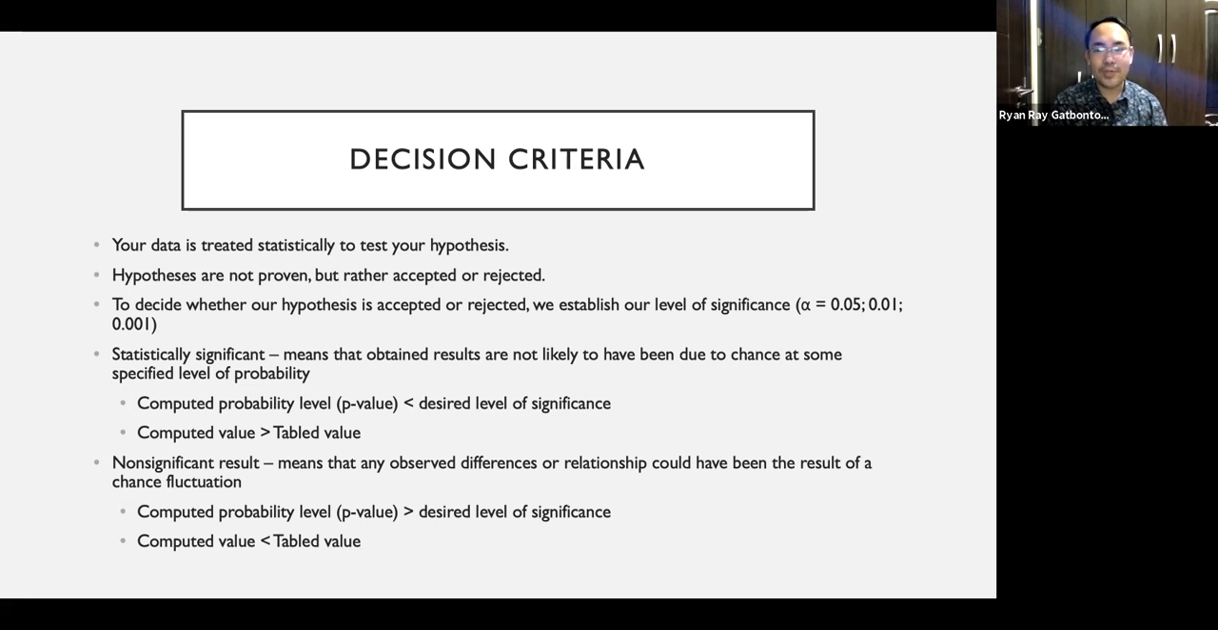The level of significance, or the alpha, is usually set at 0.05. For studies which require stricter conditions, where we want a lesser chance of committing errors, we use an alpha of 0.01, or even an alpha of 0.001. Whichever you choose will determine whether your results are statistically significant or not significant.